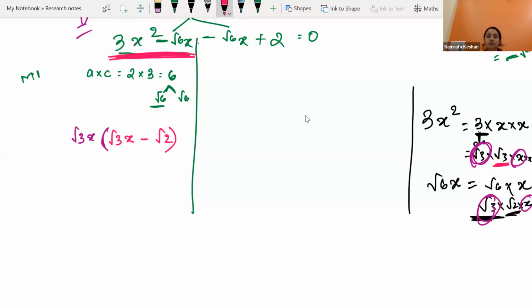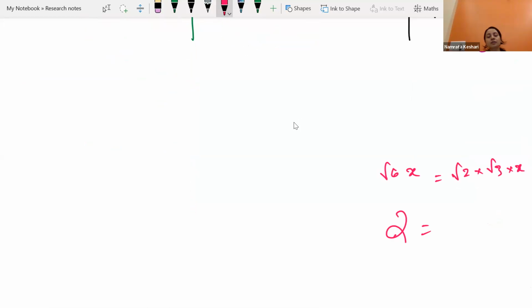Yes, ma'am. And again from the next 2 terms, in the same way we have to think that we are having root 6x and we are having 2. Let's factorize. Root 6 can be written as root 2 into root 3 into x, and 2. Can we break this 2? Can we factorize this 2 so that we will have maybe root 2 or maybe root 3? Okay, if this root 2 root 3 will not be there in the previous factorization, then we will not be breaking this 2 like that.